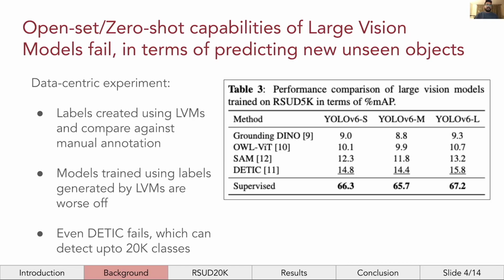We performed a data-centric experiment where we had the labels created using large vision models and compared against the manual annotation. Models trained using labels generated by large vision models are much worse off. Even Detic fails, which is an object detector trained to predict up to 20,000 classes.